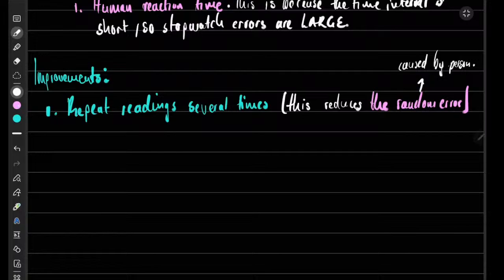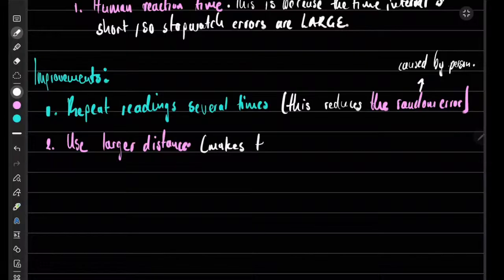Now let's go to the second. Use a larger distance, because trust me, 100 meters is too small. Sound travels at 330 meters per second, so that means it takes less than 1 second to travel from the person who's clapping to you. So you can use a much larger distance. This makes timing more reliable. Let's say you go 300 meters away or something, that's better.